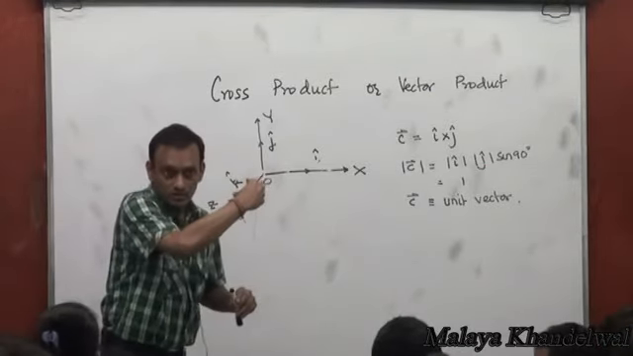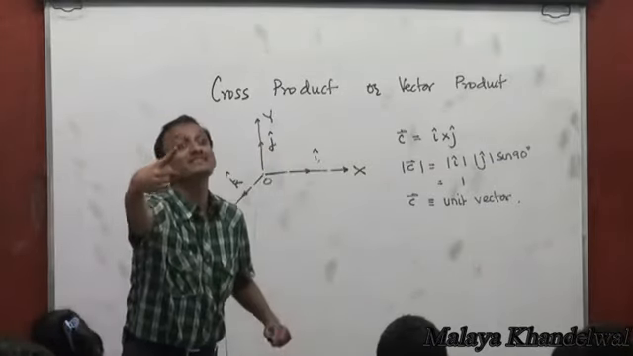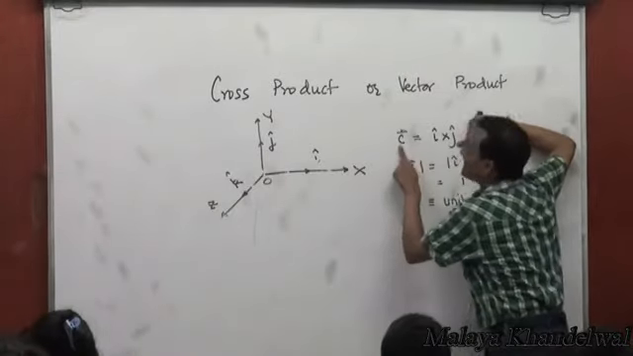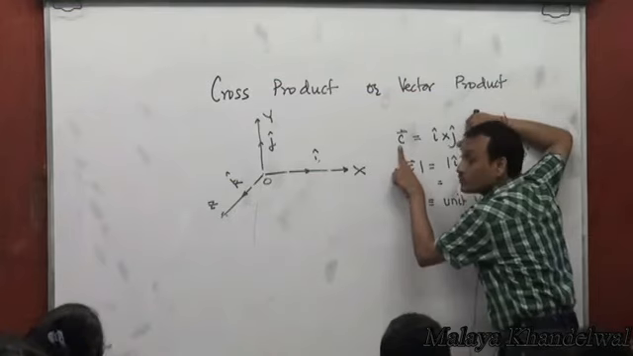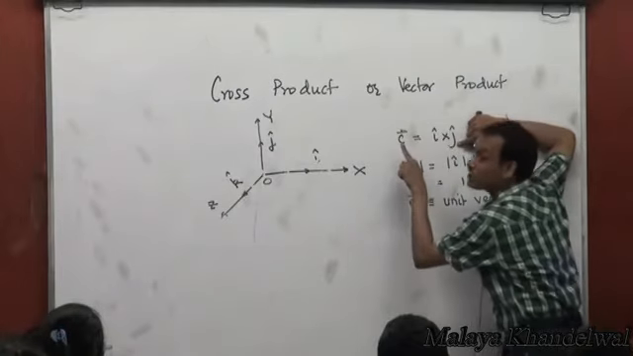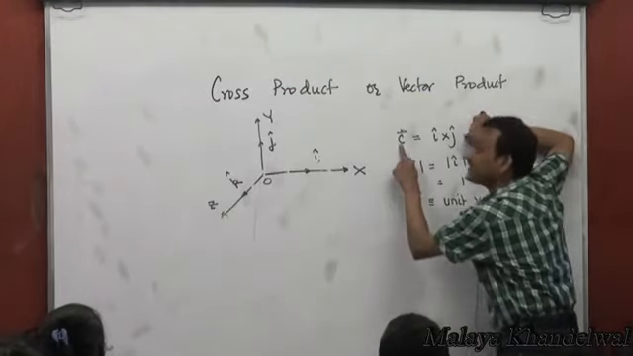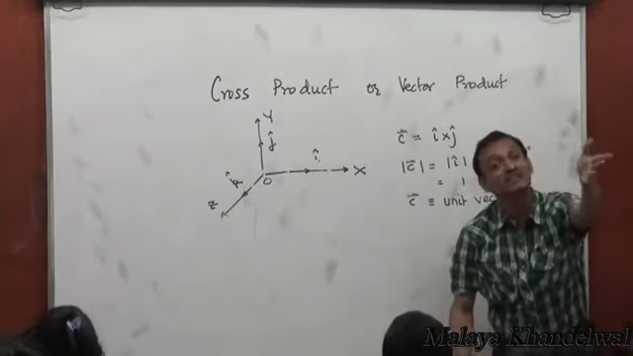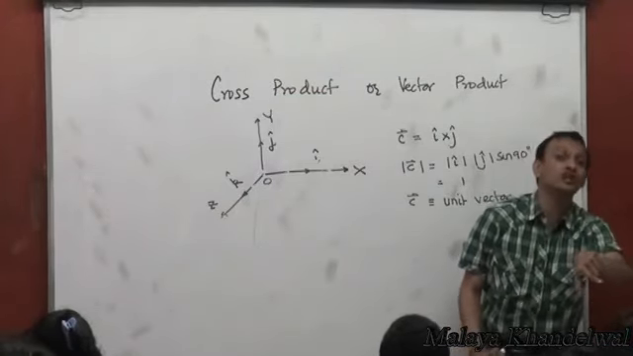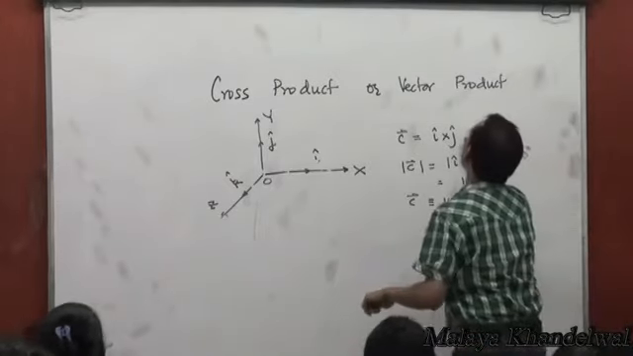Are you still confused about this? So the direction of i cross j is out of the plane of the board in the positive z direction. That means i cross j for sure is c, which is a unit vector, which we have established, and this c is in the positive z direction. So c therefore is a unit vector in the positive z direction, and a unit vector in the positive z direction is k cap. So i cross j is k cap.